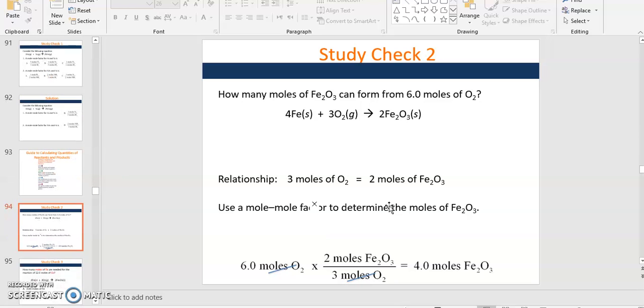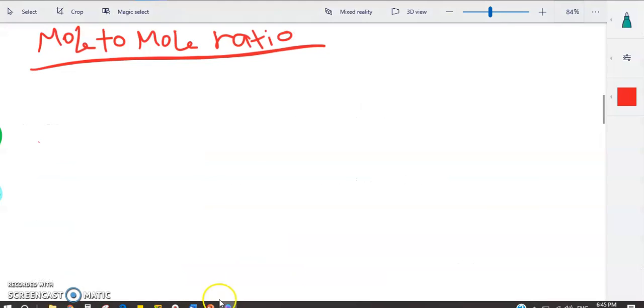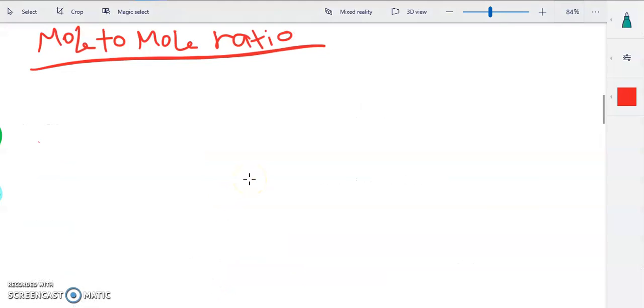In the calculation process, here we have how much Fe2O3 can form from 6 moles of oxygen. So the relationship now is between the oxygen and Fe2O3. We can have an equality stating that 3 moles of oxygen, again the mole to mole ratio, equal 2 moles of Fe2O3. And then we can have conversion factors and then apply our given and needed. I'll try to do it in here so you can see it quickly.